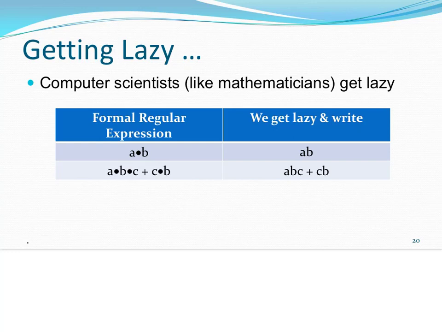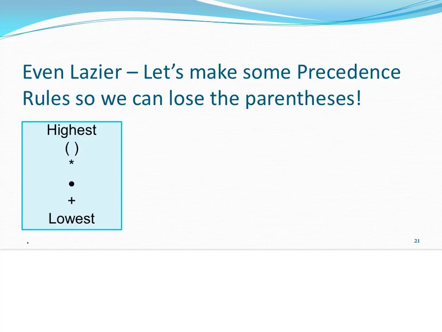Now, I told you this before, but I just want to remind you: we have this funky dot that is part of a regular expression, and we're going to stop writing it. Just like if you think of the dot as times in math, people stop writing it very quickly. If they say A times B, they don't write A dot B, they just write AB. And when they're talking about A dot B dot C plus C dot B, they just write ABC plus CB. We're going to do exactly the same thing here. We're going to leave out the dots. I usually put in parentheses if I'm doing anything complicated, but you can get rid of the parentheses.